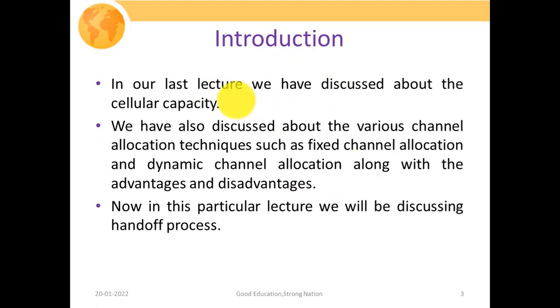So in our last lecture, we discussed the cellular capacity, what it is. We evaluated that C is equal to MKN, where M is the replication factor, K is the number of channels in a particular cell, and N is the number of cells in your cluster. We also discussed the various channel allocation techniques, such as fixed channel allocation as well as dynamic channel allocation. Also, we described the various advantages of dynamic channel allocation over static channel allocation. Now, in this particular lecture, we will try to describe the handoff process.